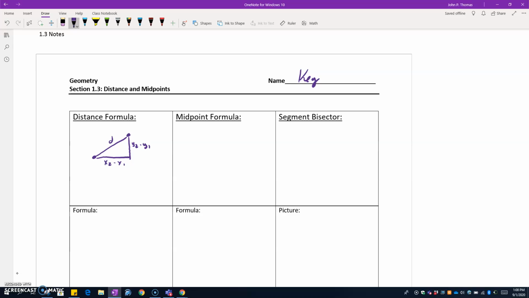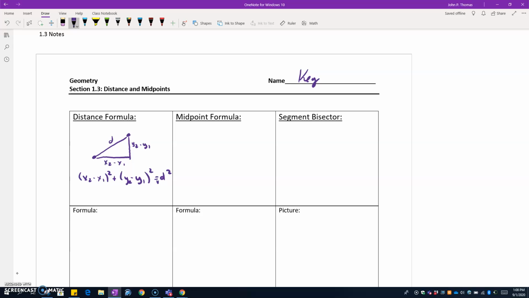So if I go back to my middle school geometry days and I set up Pythagorean theorem, I get (x2 minus x1) squared plus (y2 minus y1) squared, and that equals d squared. Leg squared plus leg squared equals hypotenuse squared.